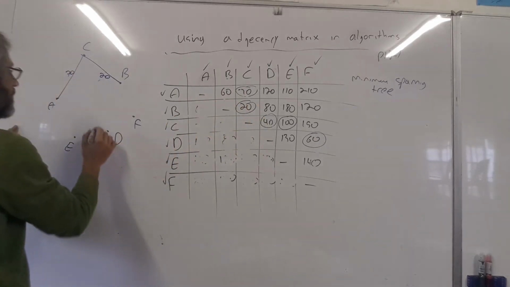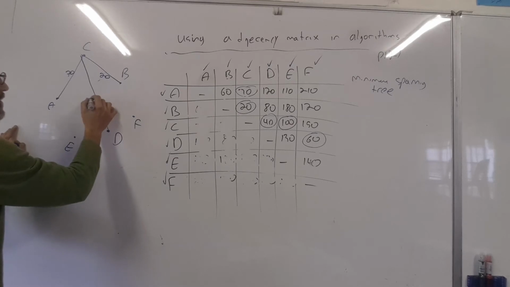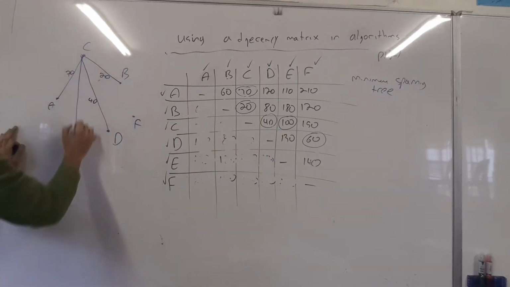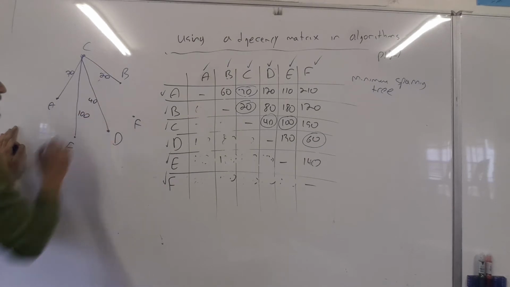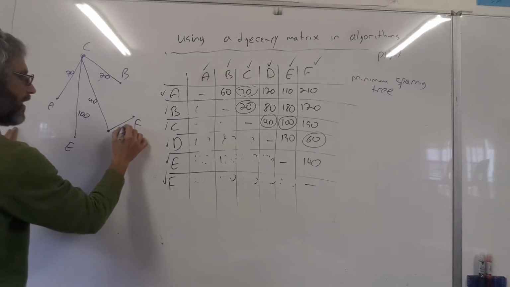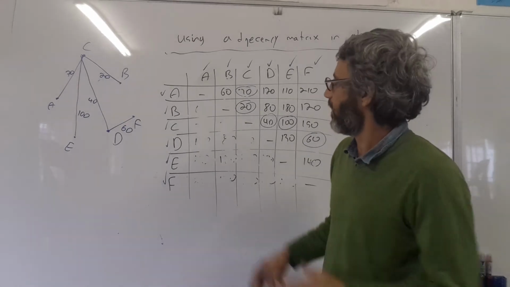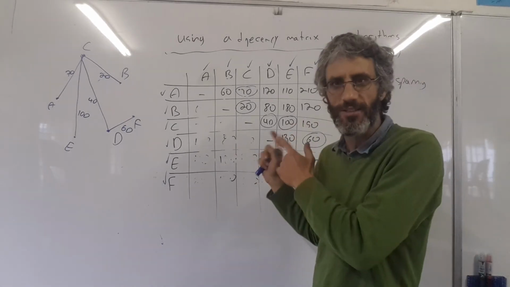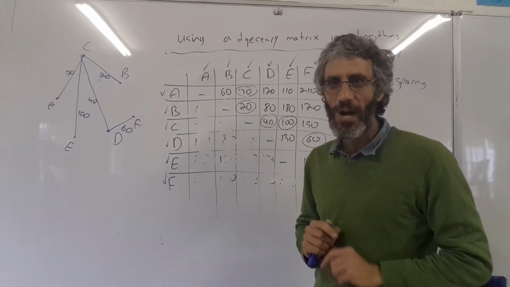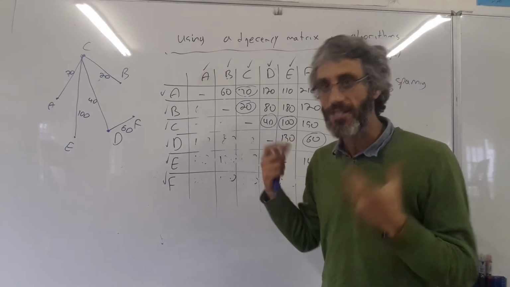Now C and D. C is here, D is there, and that's 40. Next one, C and E. C and E is going there, 100. Last one, D and F, and that's a 60. So that is actually the spanning tree, and I think you probably agree with me, it's not like I thought initially, but this method is much better. I'm going to pause, and we're going to do the same thing, but now we're going to use Prim. It's a little bit different.